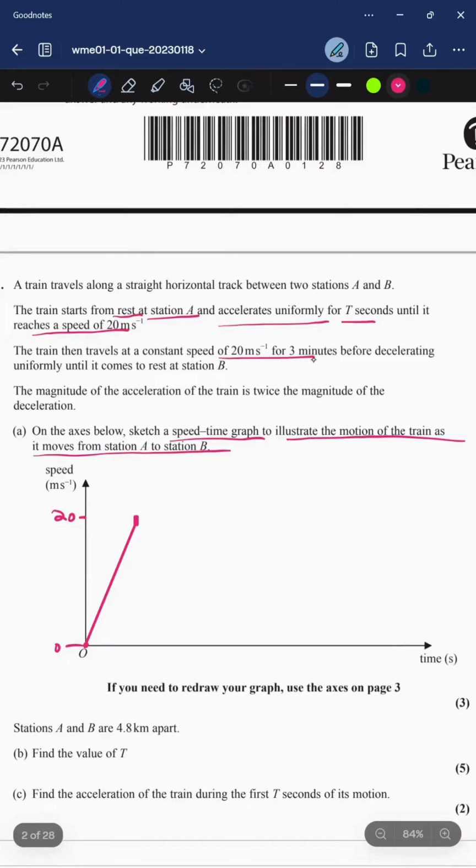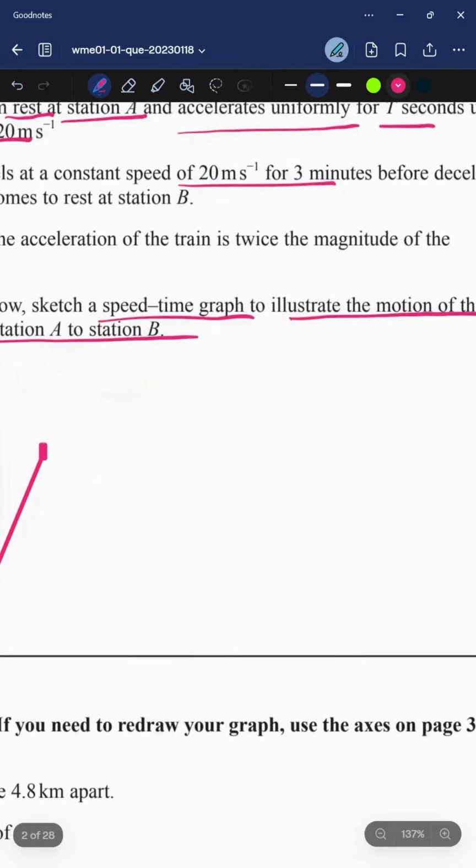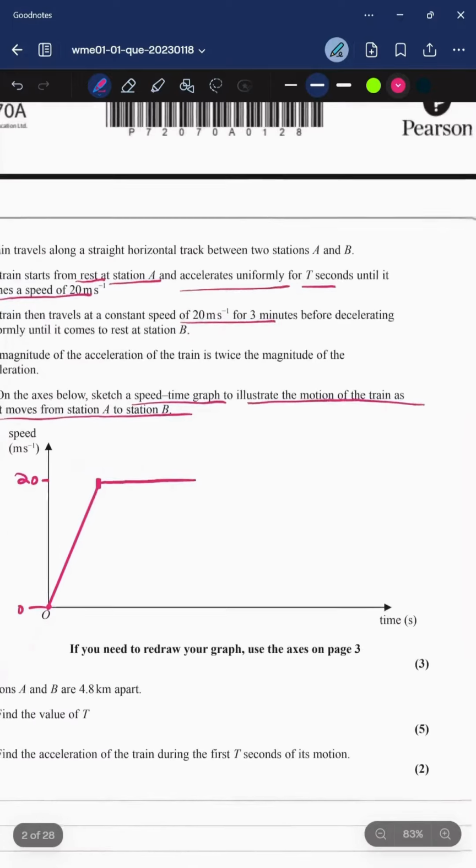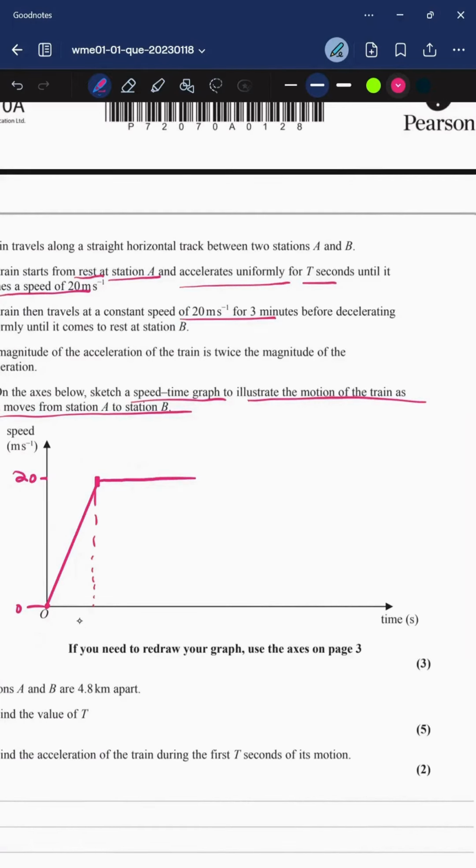Then it travels at a constant speed of 20 meters per second for 3 minutes. So it travels further for 3 minutes. For the initial part, it took t seconds, and then it took 3 minutes to travel at a constant speed of 20 meters per second. So this will be 180 plus t.